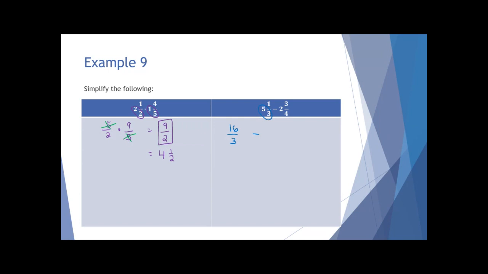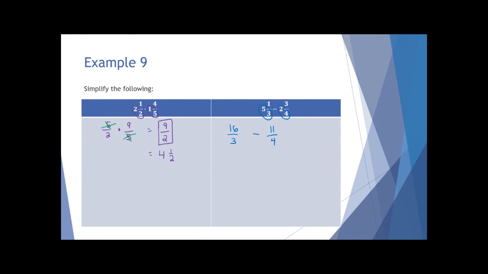minus, and then, oops. 2 times 4, so 8 plus the 3, 10, 11. So that's 11 over 4. It'll be 11 over 4.